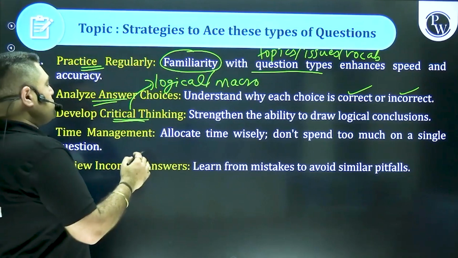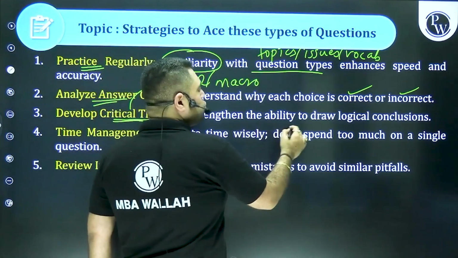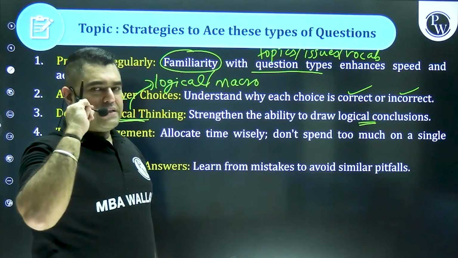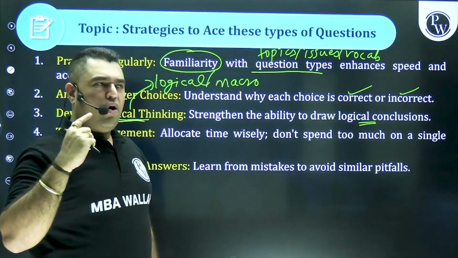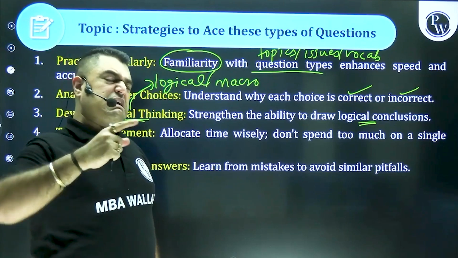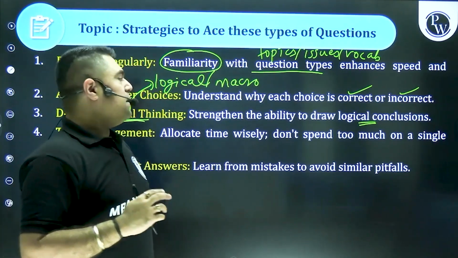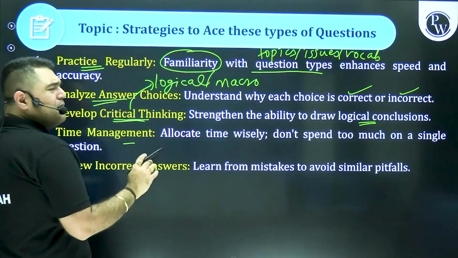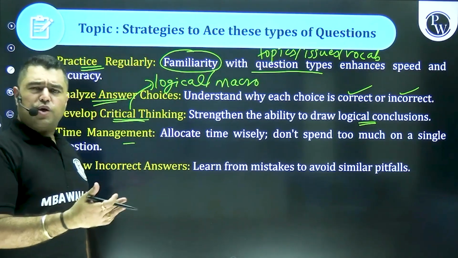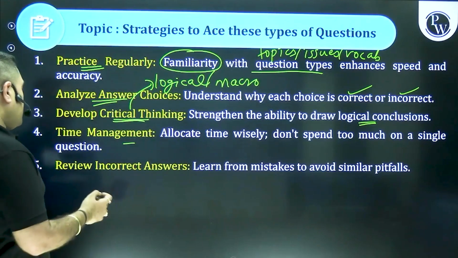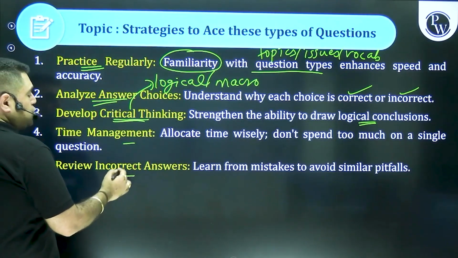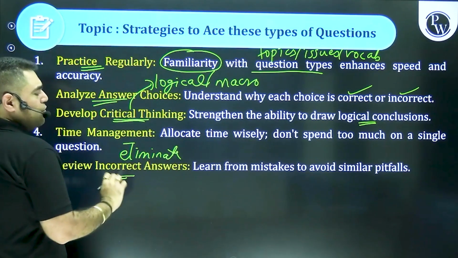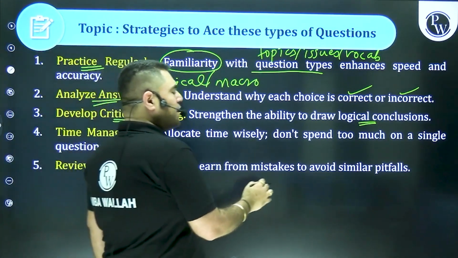Okay. Now, ability to draw logical conclusions. You should be able to, while reading, only think or arrive at this. Iska answer to this only will be there. Now, time management, use time wisely. Don't spend too much time, but time management we can do closer to when we arrive at the paper. Now, incorrect options. You should be able to eliminate, which I will tell you today. Learn from mistakes to avoid similar pitfalls.